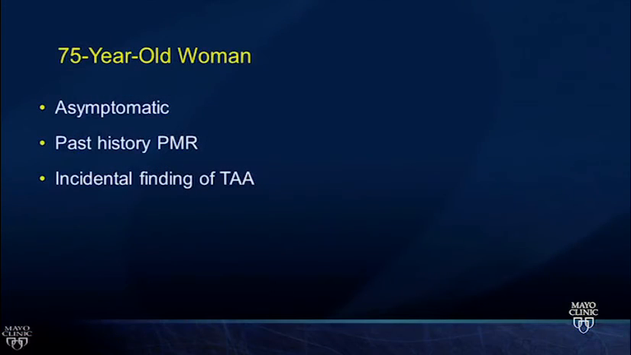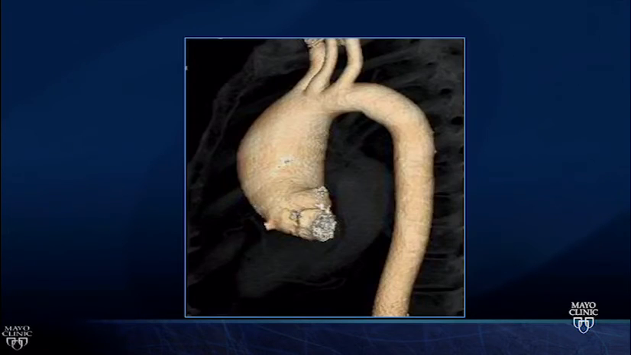All right. The next question is a 75-year-old woman who's asymptomatic, past history of polymyalgia rheumatica, an incidental finding of a thoracoabdominal aneurysm or a thoracic aortic aneurysm. It looks like this on the screen. It looks like it needs a seatbelt in the back of a Honda.